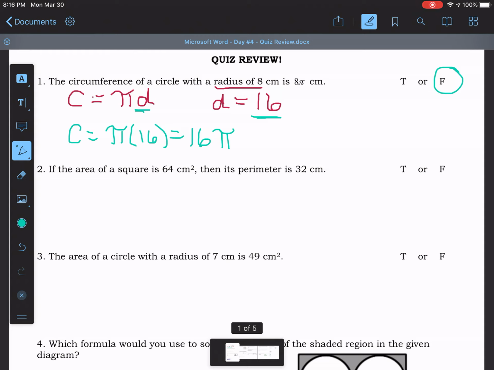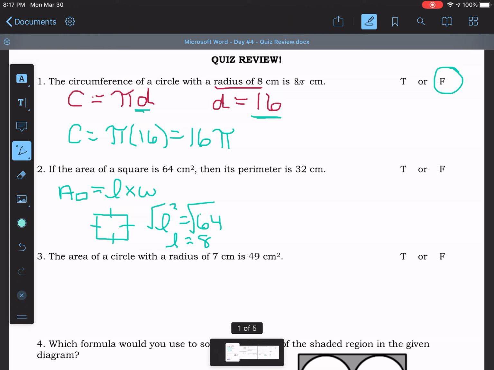If the area of a square is 64 centimeters squared, then its perimeter is 32 centimeters. So we know that to get the area of a square, what we're doing is length times width. Now the other thing we know about a square is that all the sides are congruent. So if I'm multiplying the length and the width, and we know that they're going to be equal to each other, we could just say length squared, because they're equal, is equal to 64. Okay? And then taking the square root of both sides gives us that the length, which is also the same as the width, is equal to 8.